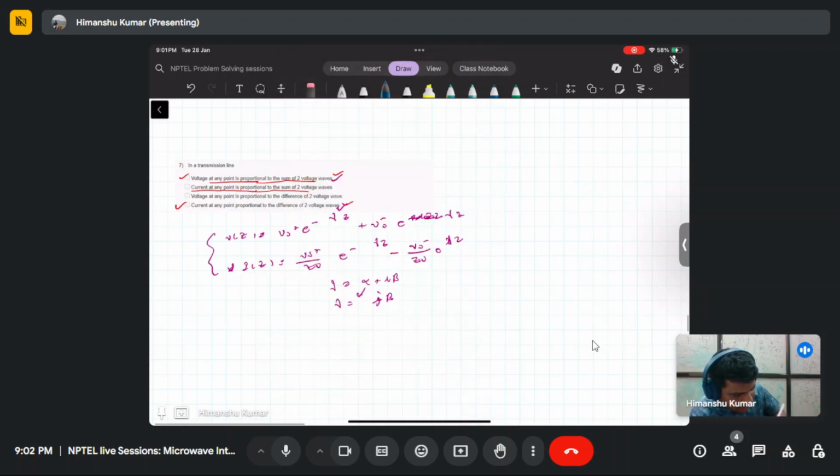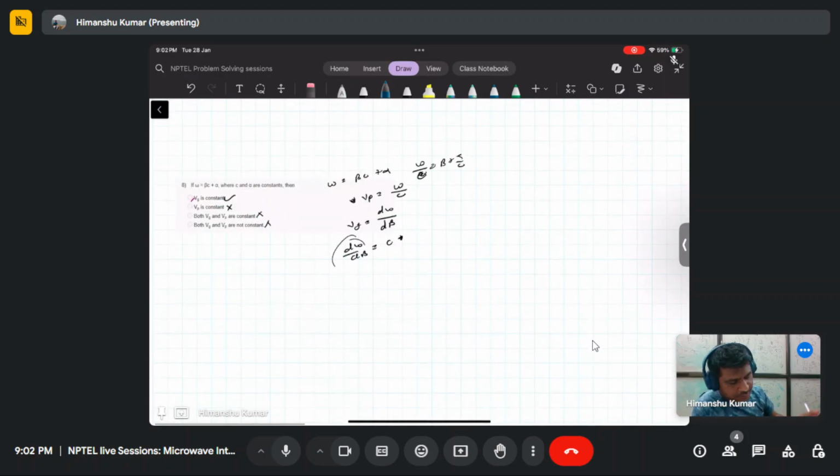In a transmission line, voltage at any point is proportional to the sum of two voltage waves. That is correct. Current at any point is proportional to the sum of two voltage waves. Current is not proportional to the two voltage wave sum, but to the difference. Current at any point is proportional to the difference of the two voltage waves. So the correct answer is A and D. And as you can see from this equation, you can derive this even in the class.